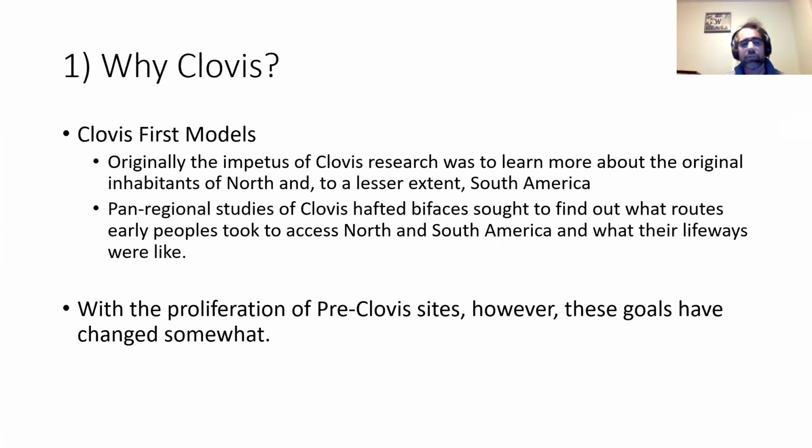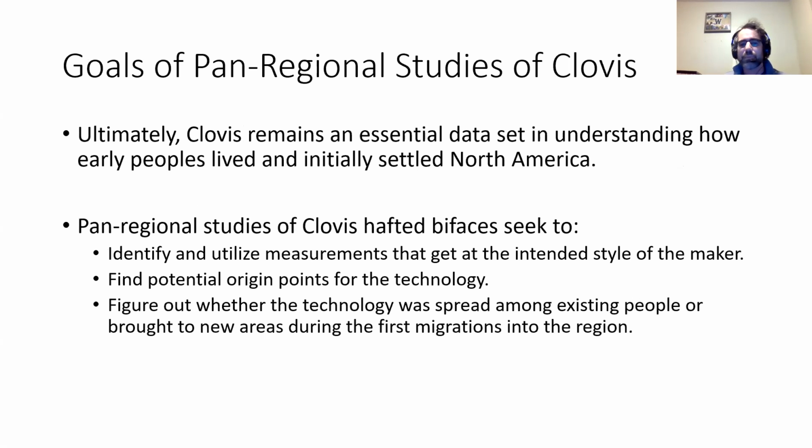So why are people so interested in Clovis? Originally, the impetus of Clovis research was to learn more about the original inhabitants of North and, to a lesser extent, South America. Pan-regional studies of Clovis sought to find out what routes people may have taken to initially enter North and South America. However, with the proliferation of pre-Clovis sites, especially recently, now that the Clovis first barrier has for the most part been broken, these goals have changed a little bit.